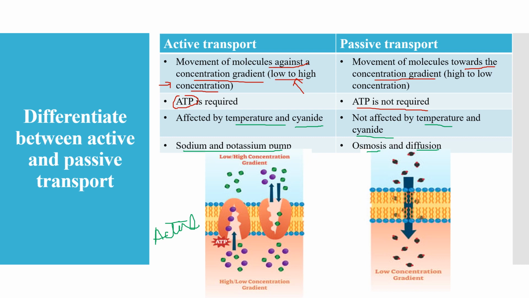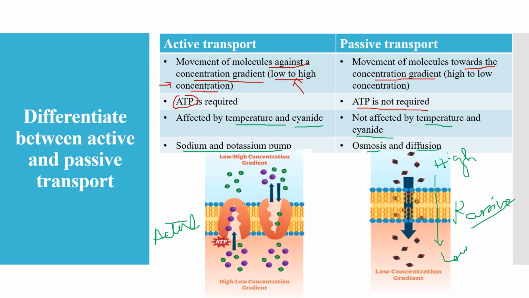As you can see in this diagram, this is the diagram of active transport and this is the diagram of passive transport. In passive transport, the molecules are more here, where the concentration is high, and here the concentration is low. The molecules will move from high concentration to low concentration. The process is towards the concentration gradient, so no energy is required because molecules are moving from high to low concentration.